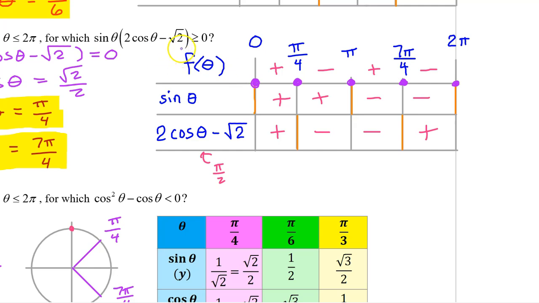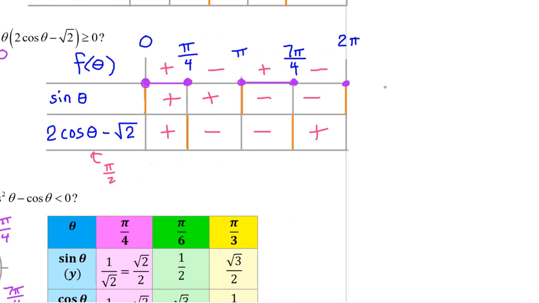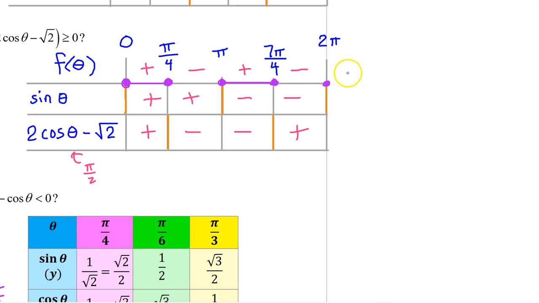In addition to that, we are looking for where f of theta is greater than 0. So the additional solutions will be in the intervals where f of theta is positive. So that's going to be between here and here, and between here and here. So I am about to write the solution set in interval notation.